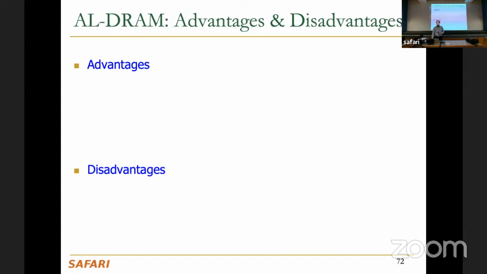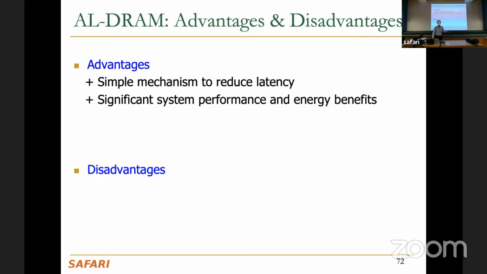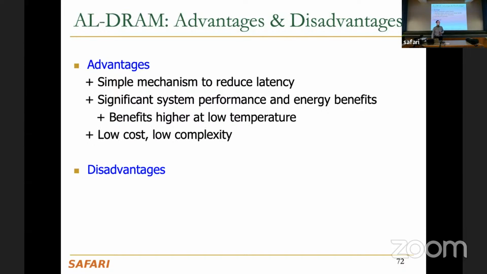Make sense? So we've covered some advantages and disadvantages of prior work, but let's discuss the advantages and disadvantages more clearly over here. It's a very simple mechanism, actually. It gets significant system performance and energy benefits, even on real systems, as we discussed. And benefits are higher at low temperature. A good reason to operate your systems at lower temperature. And low cost and low complexity, actually.